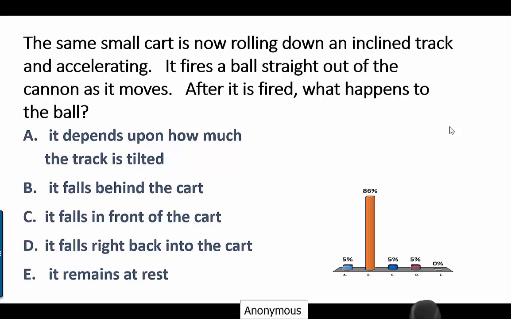This is a classic demonstration that a motion in one direction is totally independent of the motion in the perpendicular direction. Now, the ball and the cart are initially accelerating along the plane. Remember when we were doing vectors, I said to simplify systems like this, you can also orientate your axis.